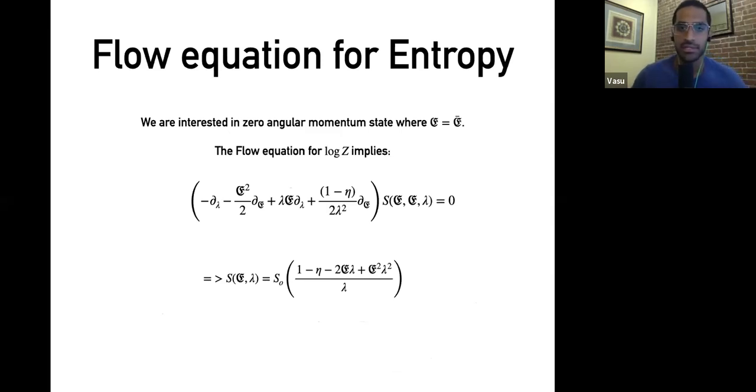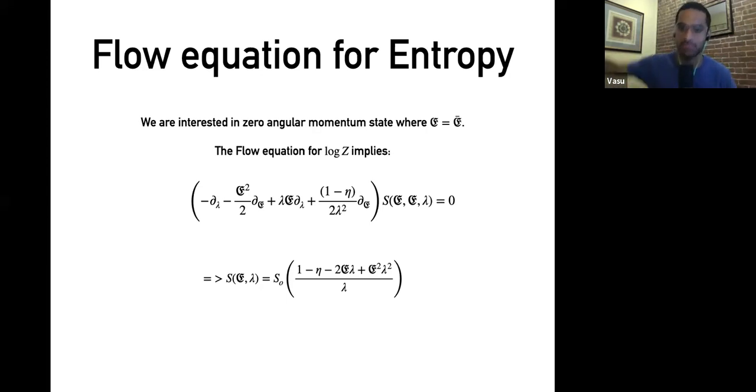So I'll restrict my attention to the zero angular momentum states, where frac E is frac E bar, they're equal. Then the flow equation for log Z implies the following equation for the entropy. And by method of characteristics, I find that the entropy has to be a function S naught of the following combination of E and lambda. Well, I'll first take eta equals 1, the ADS case. This goes back to what Onkar was talking about, that in order to really understand what's going on with the TTbar plus lambda 2 flow, you need to do some TTbar deformation first that sets a boundary condition.